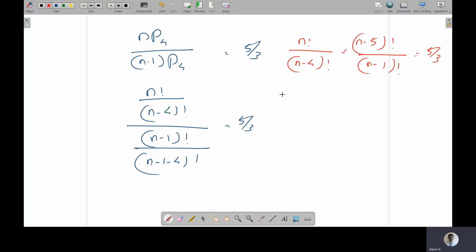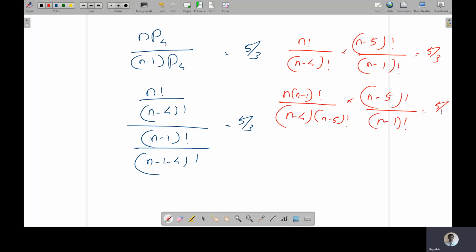So n factorial you can write as n into (n minus 1) factorial, and (n minus 4) factorial you can write as (n minus 4) into (n minus 5) factorial. Then (n minus 5) factorial by (n minus 1) factorial is equal to 5 by 3. (n minus 1) factorial cancels, (n minus 5) factorial cancels. So you are getting n by (n minus 4) is equal to 5 by 3. What is the value of n? n value is equal to 10.